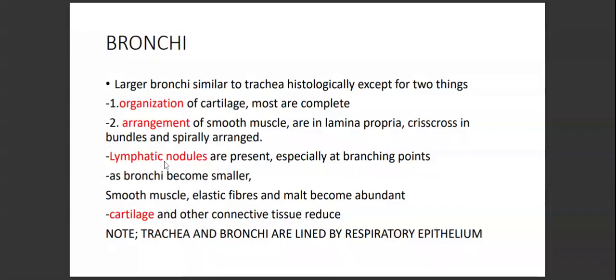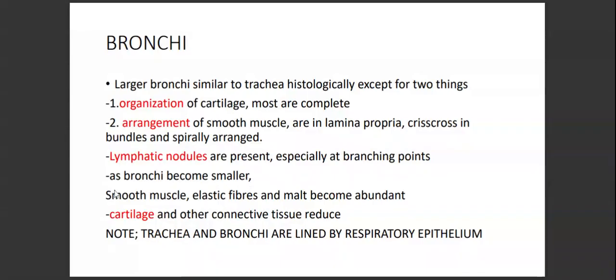So the other thing we get to find in the bronchi are the lymphatic nodules. Lymphatic nodules are present in the bronchi, especially at branching points, where you find a lot of these lymphatic nodules. These lymphatic nodules are meant for immunological defense or immune responses.